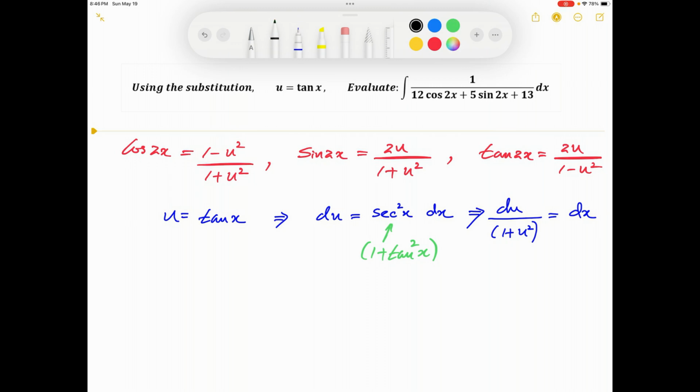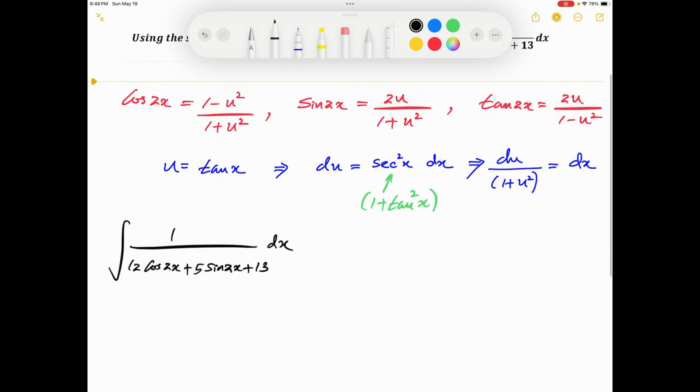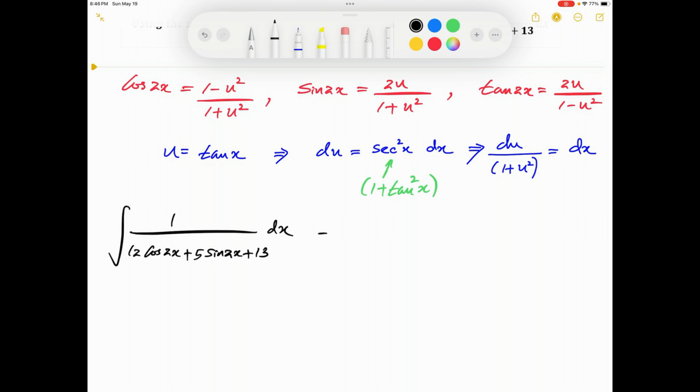The given integral is the integration of 1 over 12 cosine 2x plus 5 sine 2x plus 13 dx. We are going to write it using these substitutions. Integration 1 over the denominator, I will write it inside brackets. That means I'm going to assume we have brackets for the entire denominator. I will open brackets. The first term is 12 cosine 2x.